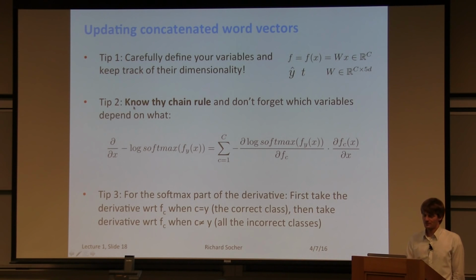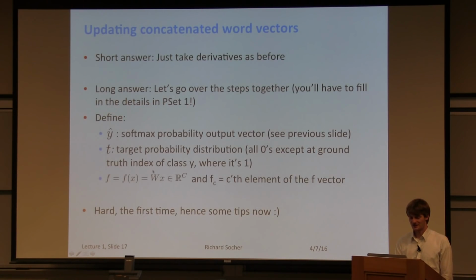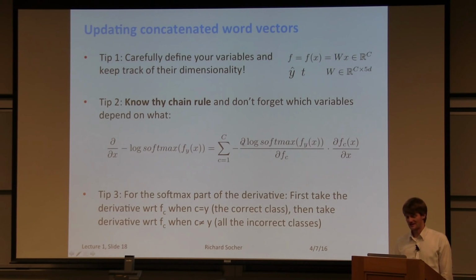All right, now step 2, know that chain rule. Don't forget which variables depend on what. So if we have x here, for instance, and you want to basically take the softmax of f_y of x, the yth element of this, make sure you sum over all the classes, and make sure you know that your x is actually in f_c of x. So sometimes we'll just write this whole vector as its own variable, but make sure you understand that this vector is actually dependent on a specific other variable. So you can write it as a function also.